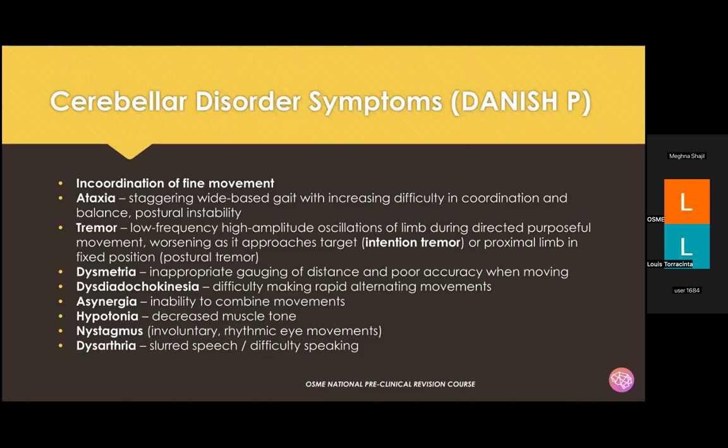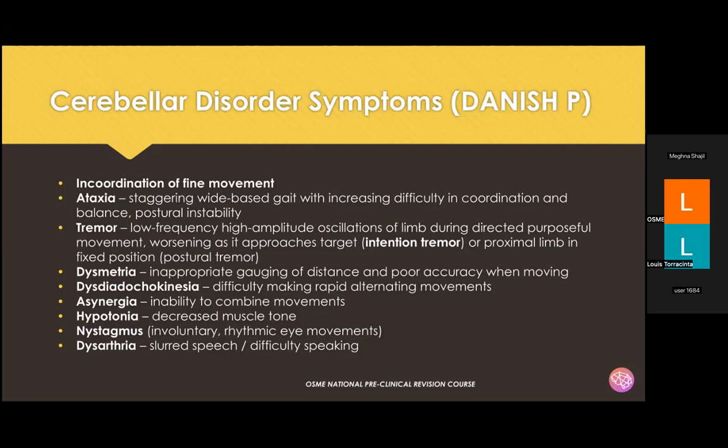They'll have hypotonia. They'll have nystagmus, so that's involuntary rhythmic eye movements, which I'm sure will be reviewed by Laura in her cranial nerve lecture, but important to understand what nystagmus is. They'll also have dysarthria, so just as much as their limbs and their legs will have problems, they'll have problems with moving their mouth and their tongue, which leads to slurred speech and difficulty speaking.